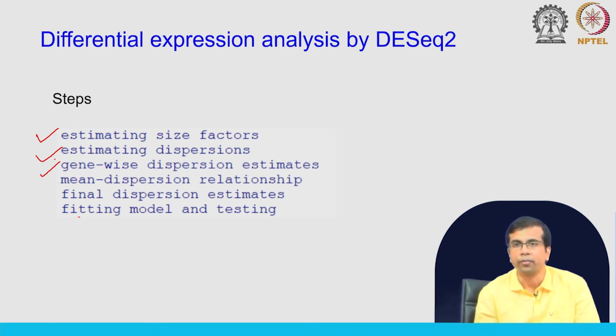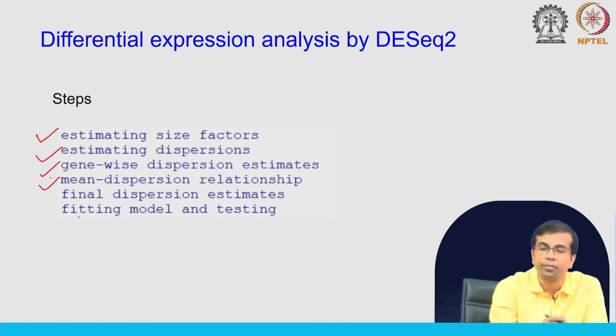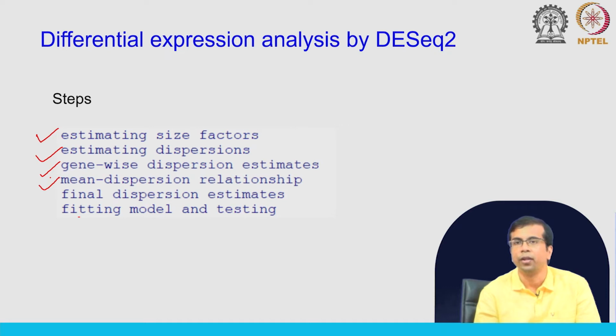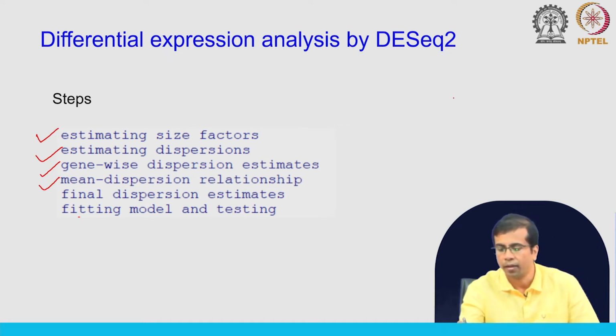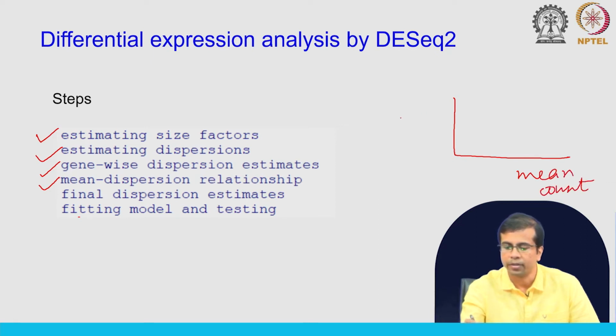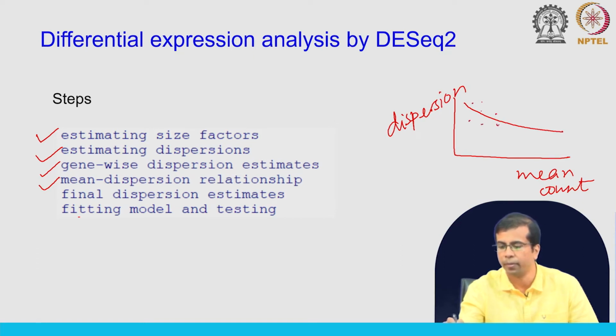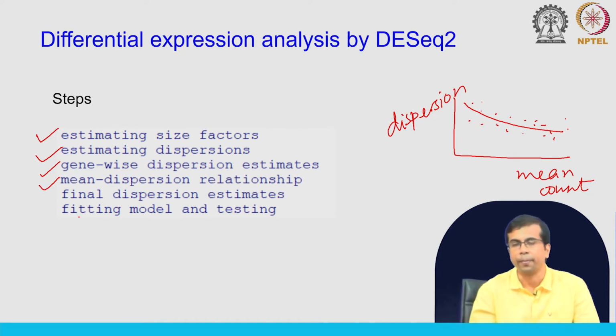So, we mentioned why you need to do the shrinkage on dispersion. For doing that, it needs this information on the mean-dispersion relationship, right. So, you need to generate something like mean expression or mean count versus dispersion, right, and you will probably see something like this. So, you will see these points, right. If you see the original paper, you will see these points around, and this kind of relationship you will see.